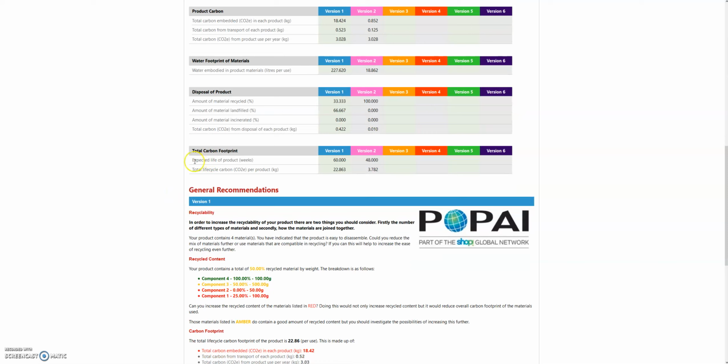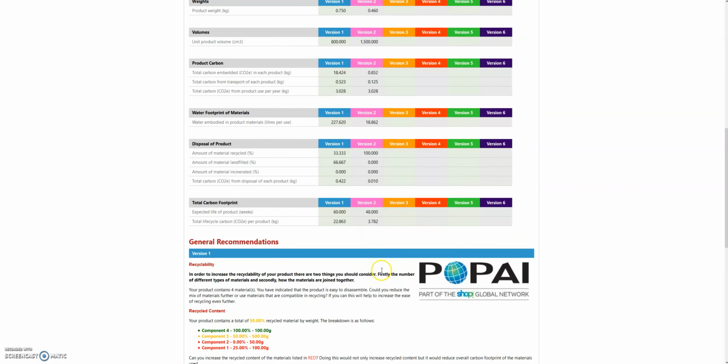And then this is a piece of information you've put in as a user. So this is your specified expected product life in weeks, and this gives you a total life cycle carbon. So this is all of the material carbon, all of the transport carbon, and the carbon from product use. But the product use figure is obviously altered to reflect the life expectancy. So 3.028 per year, but over a life expectancy of 48 weeks, it will be slightly lower. So there are your results in terms of the table.